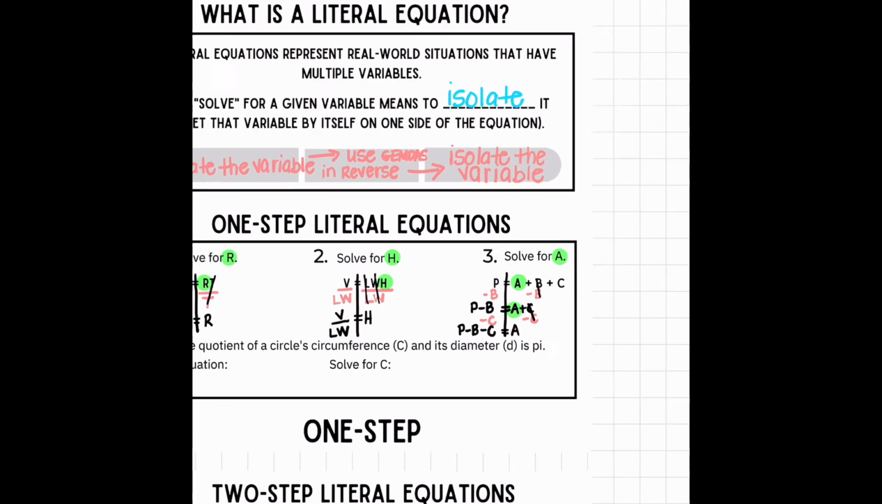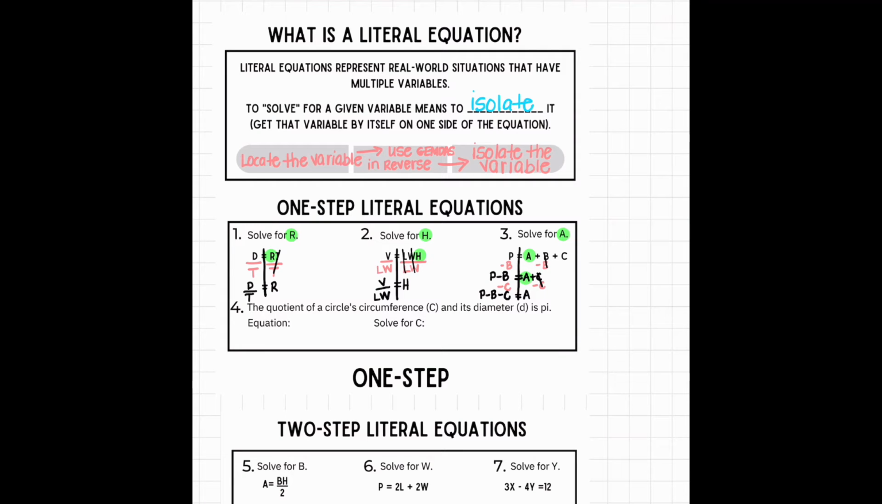And they may put it in word format. So number 4 says the quotient. Remember, the quotient means that we're going to divide. So we're going to divide. Of a circle's circumference C is the diameter, its diameter is pi.